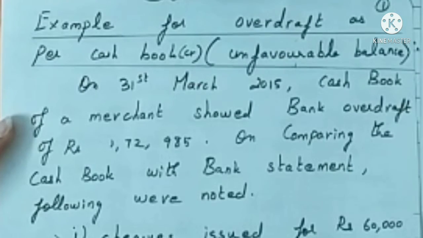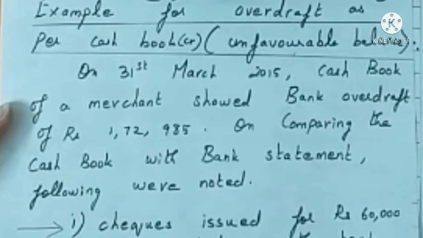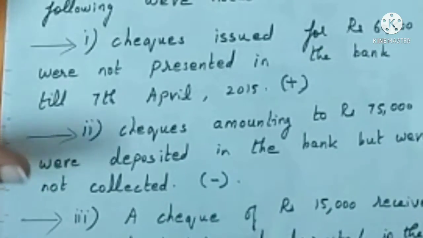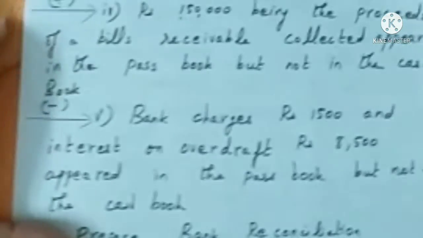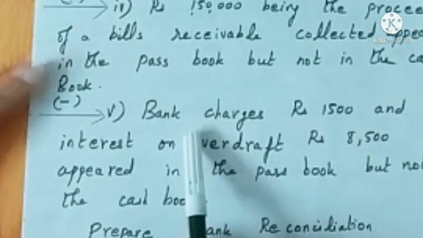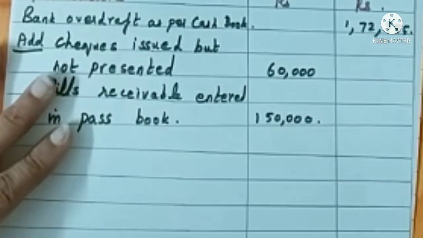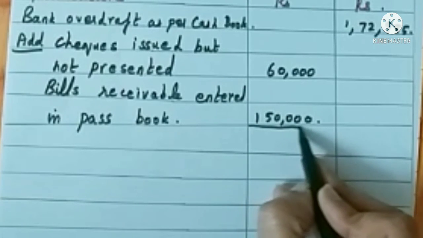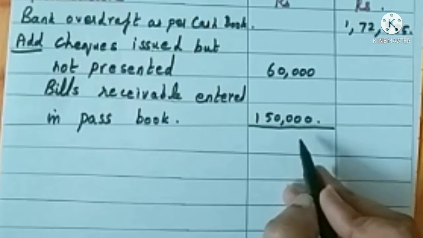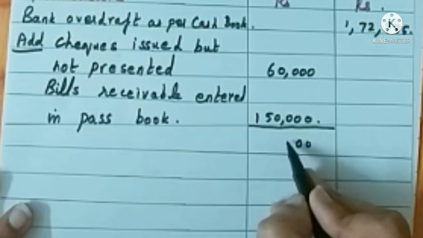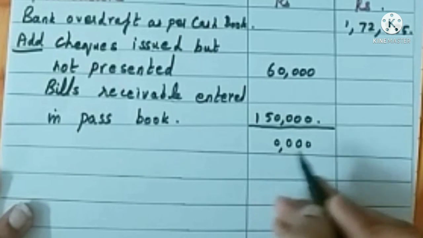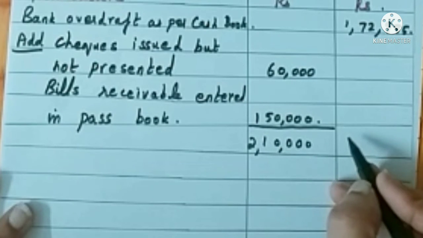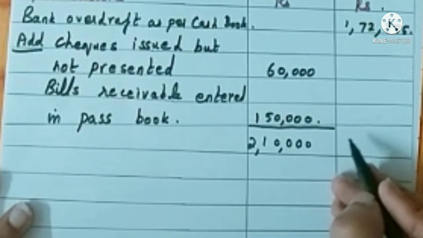Do we have any more items to be added? No. Rest of the items have to be deducted. This has to be deducted. This has to be deducted. And the last item, bank charges, should also be deducted. If you add this 60,000 and 1,50,000, what you get? 2,10,000. This 2,10,000 should be added.